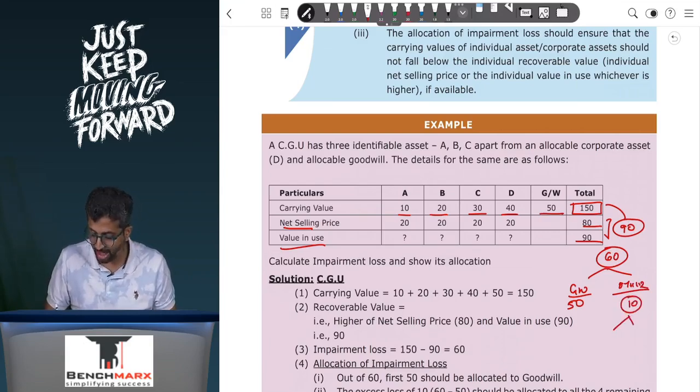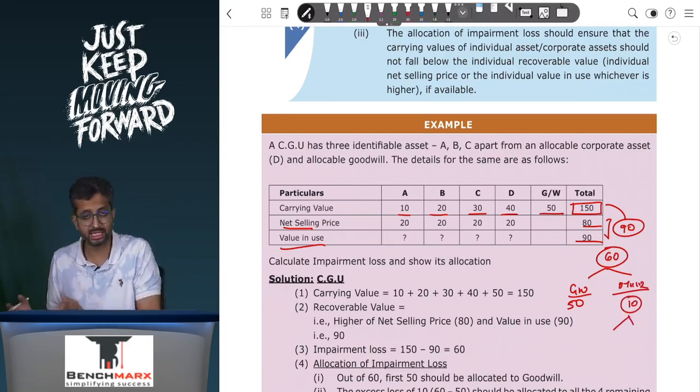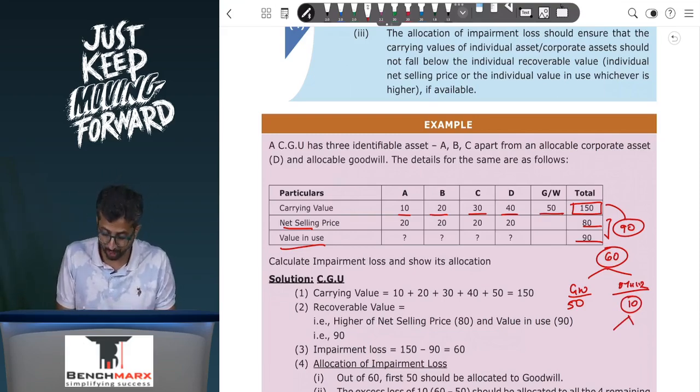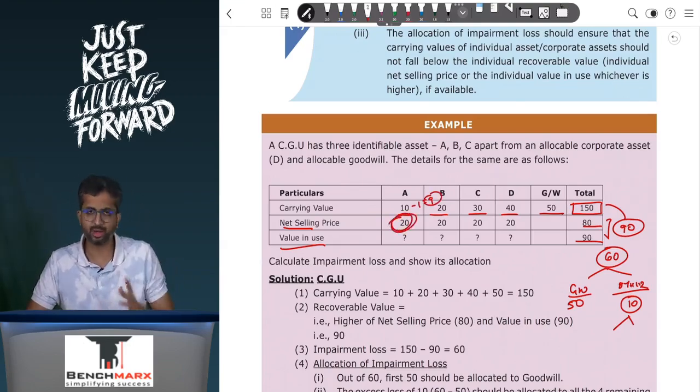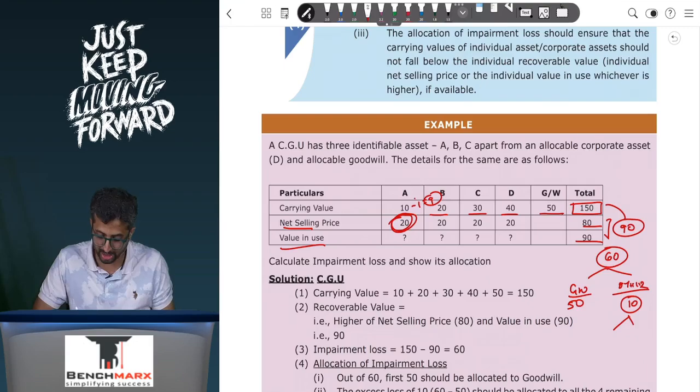Now this 10 will be allocated to whom? Ideally between A, B, C, D in the ratio of their carrying values. However, if you allocate something to A, any amount, let's say even 1 rupee is allocated to A, it will become 10 minus 1, that is equal to 9. However, A can prove that it is not impaired. It has a net selling price of 20. Even if the value in use cannot be determined, A can prove that I can recover back 20 and hence I am not impaired. So A will not bear any impairment loss.